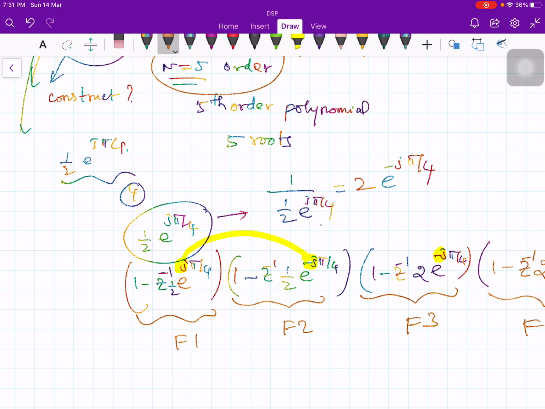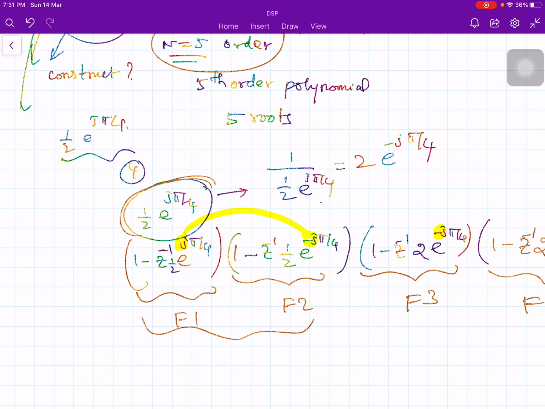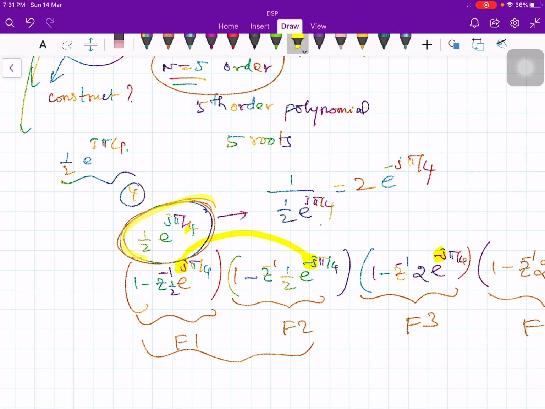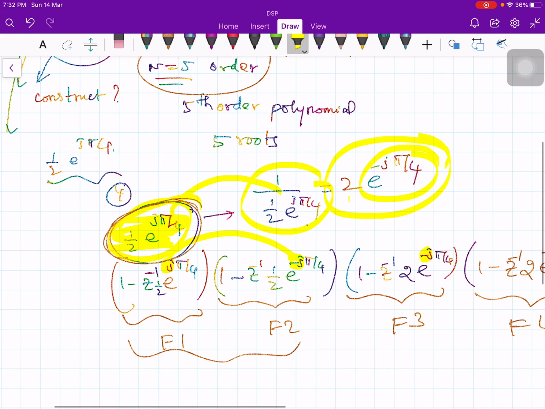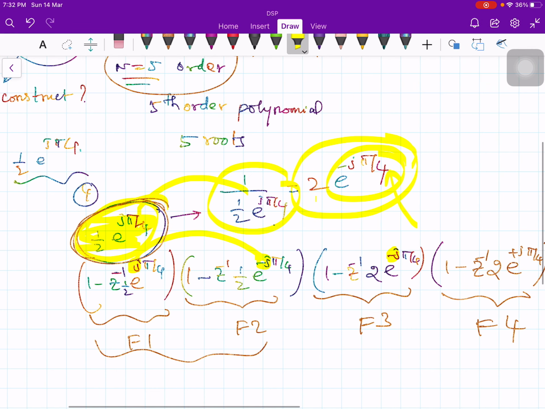How did we do that? From these 2 given factors one can write, and we also said these zeros occur in reciprocal pairs. The zeros occur in reciprocal pairs. The reciprocal of 1 by 2 e to the j pi by 4 becomes like this: 1 by 2 becomes 2, then 1 by e to the j pi by 4 becomes e to the minus j pi by 4. Since e to the j pi by 4 is a complex value, it occurs in a pair.